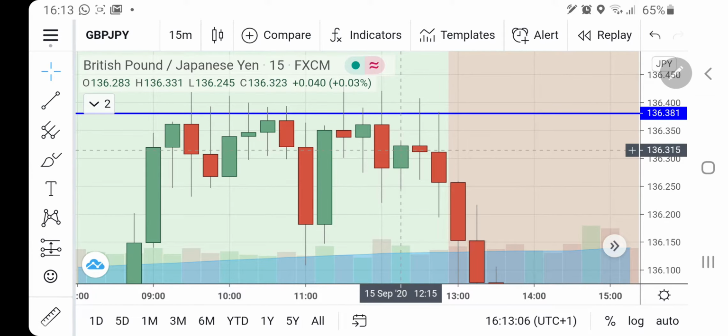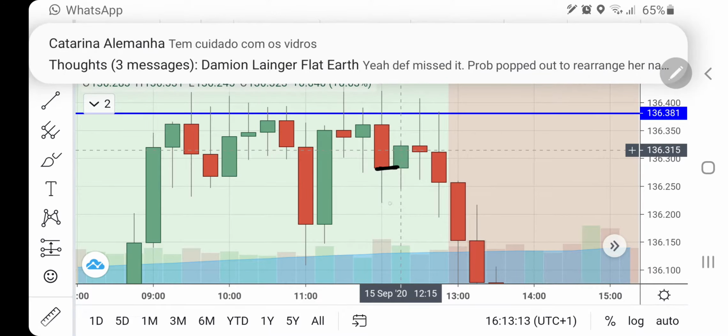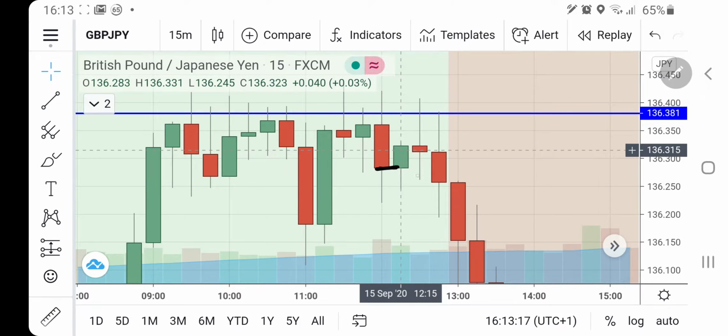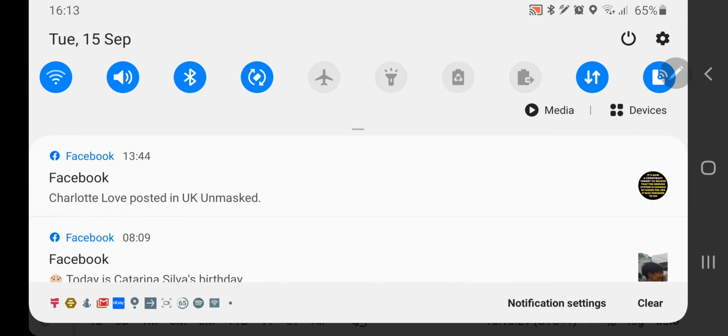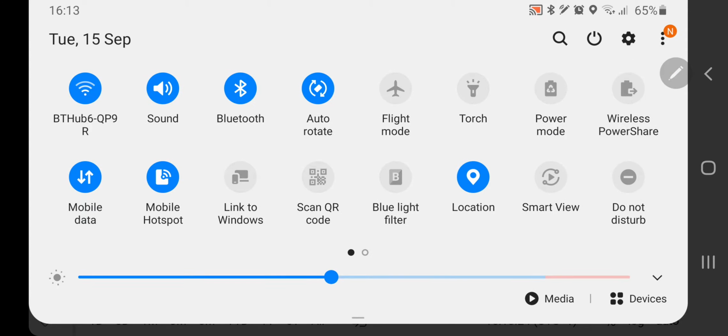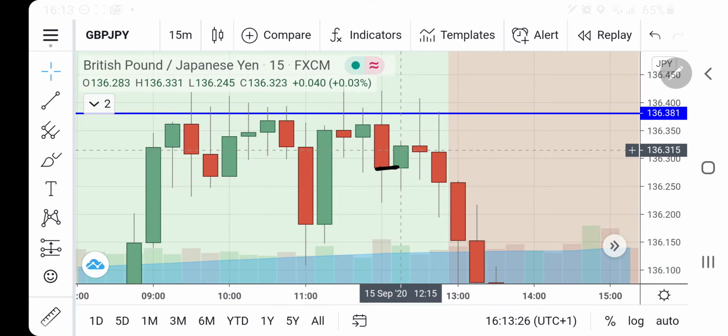So the short was here, and because I cannot wait, let me just put this in non-disturb mode. Okay. So my stop was there, and it was never hit. It was amazing. It went close there, but it never hit my stop.